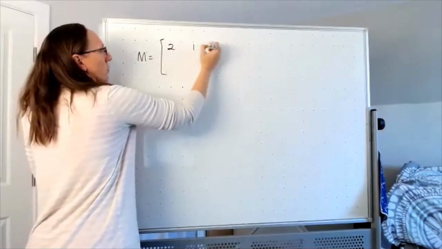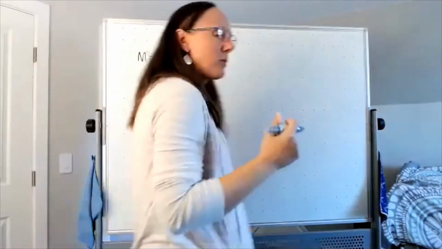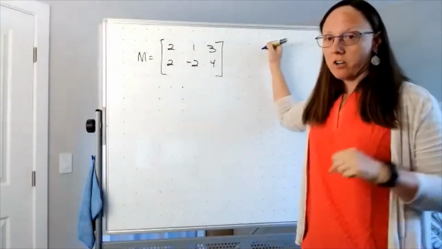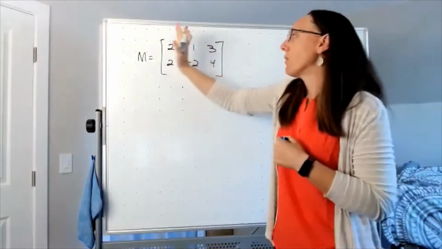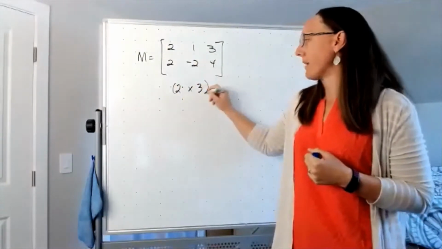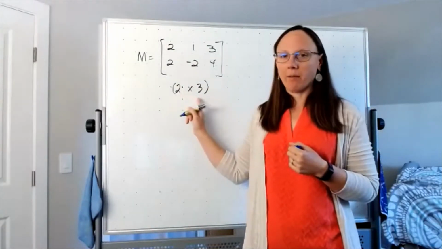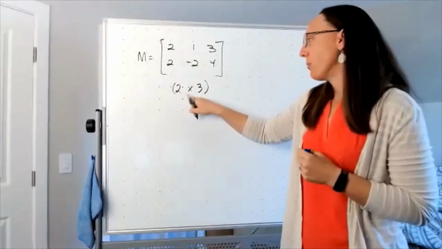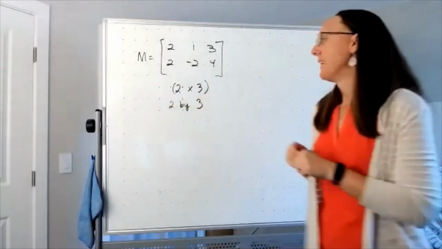That looked like 2, 1, 3, 2, -2, 4. And I would say that the dimensions of this matrix, matrices drink RC cola, so it's rows, then columns. So I have 2 rows, 3 columns. So this is a 2 by 3 matrix. And we read that as 2 by 3, not 2 times 3.